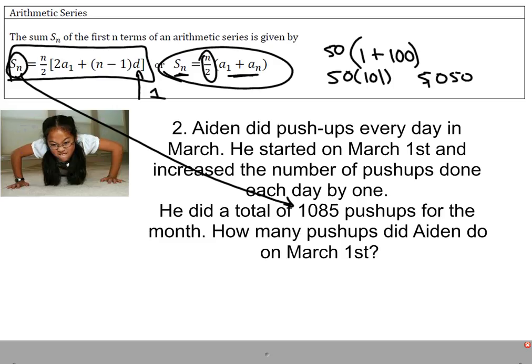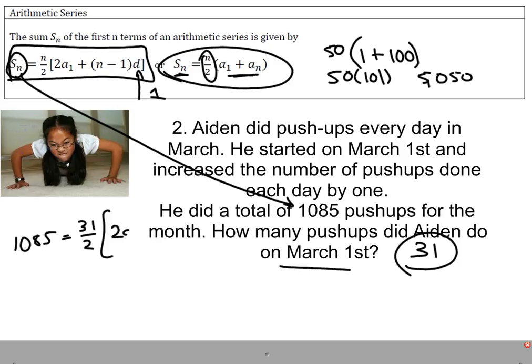And March has got 31 days. Yeah, March has got 31 days. So n is going to be 31. So my sum here is going to be 1,085. There's 31 days in March. I don't know the first term. That's what I'm trying to figure out. Plus 30 times 1. So I'll rewrite that down here. So here's what I got. 1085 equals 31 divided by 2, times 2 times A1 plus 30.